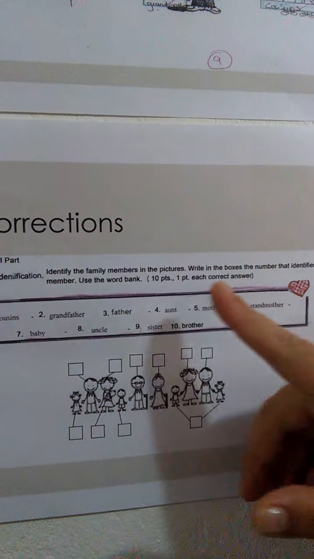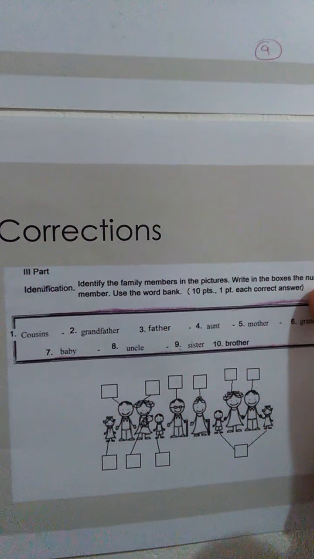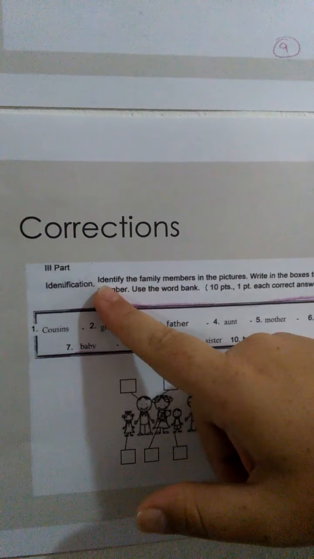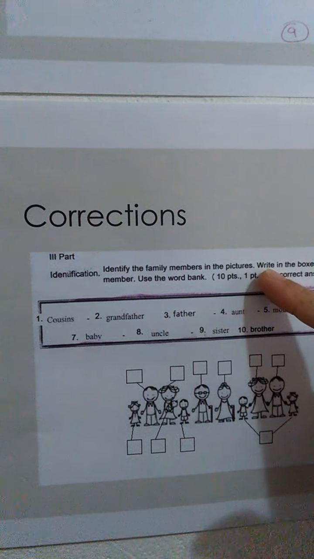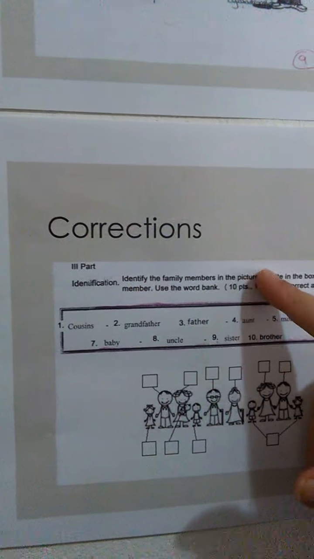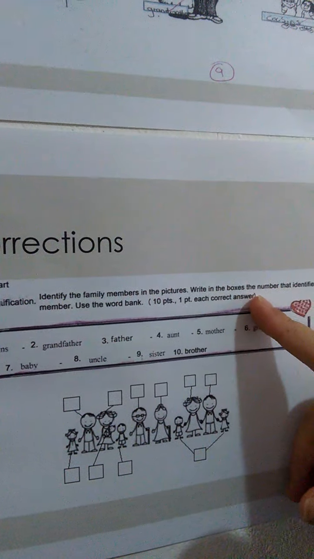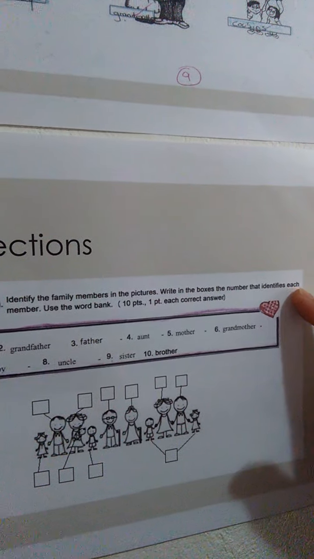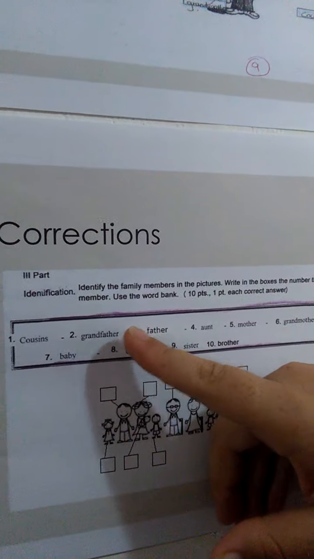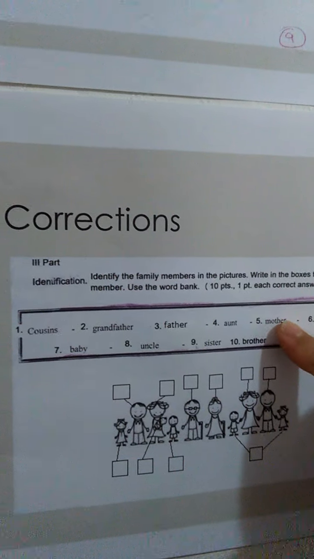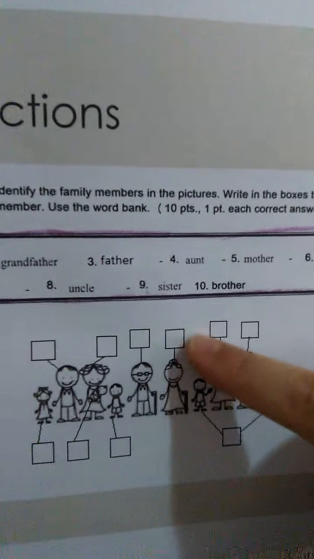The instructions were rephrased. The last one was "Identify family members, use the word bank," and I changed it to "Identify the family members in the pictures." In the pictures, sorry, I forgot to change the S. "Write in the boxes the number that identifies each member. Use the word bank." And I also added numbers to each member of the family for them to write in the small boxes.